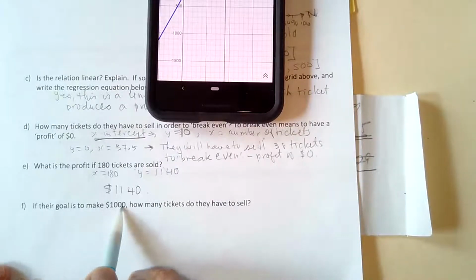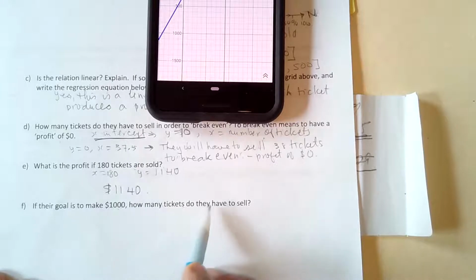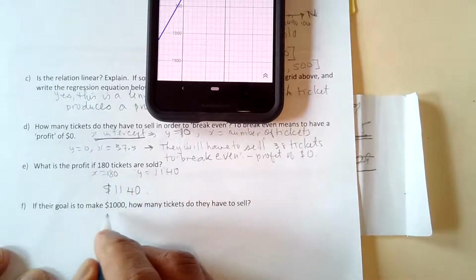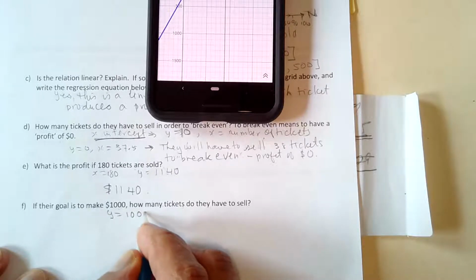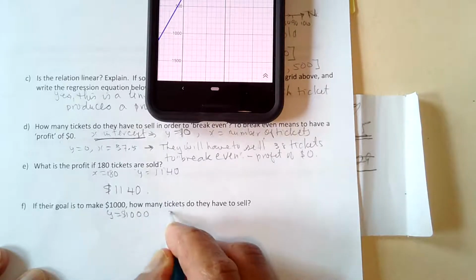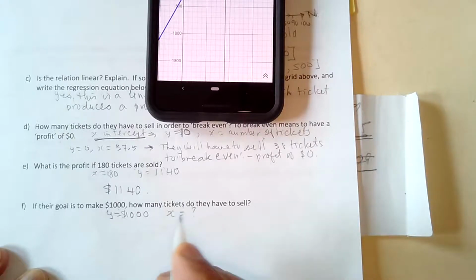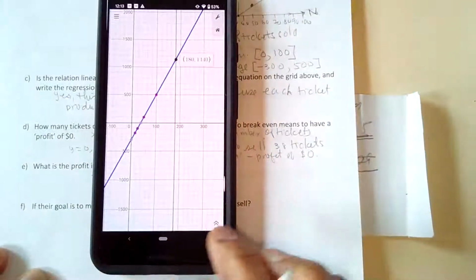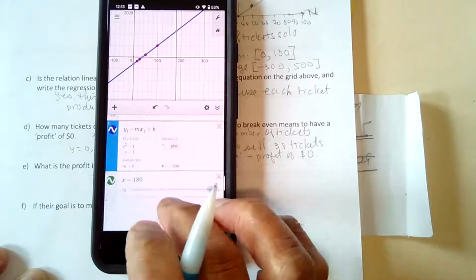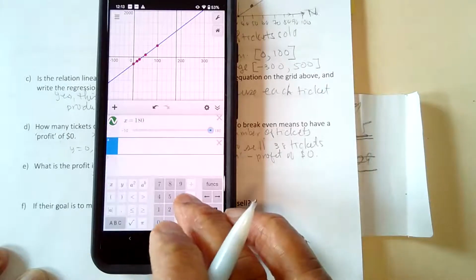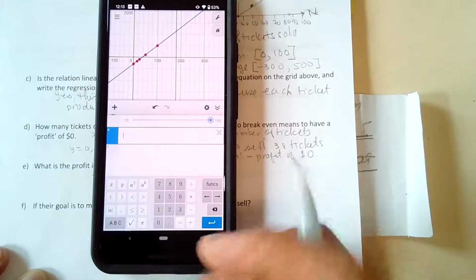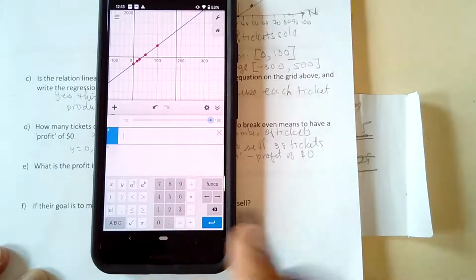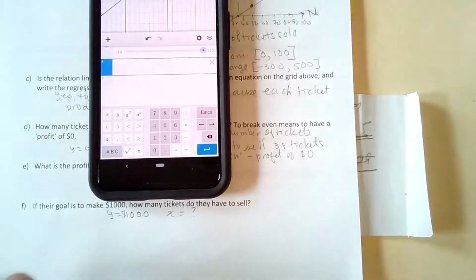Now the next point: if their goal is to make $1,000, how many tickets do they have to sell? So now this is your y value. Y is equal to $1,000. What is the x? In Desmos, we do that again. We go to our next line. By the way, do not remove your equation or data. Just go down to the next line, number 4. In this case, we have y is 1,000.